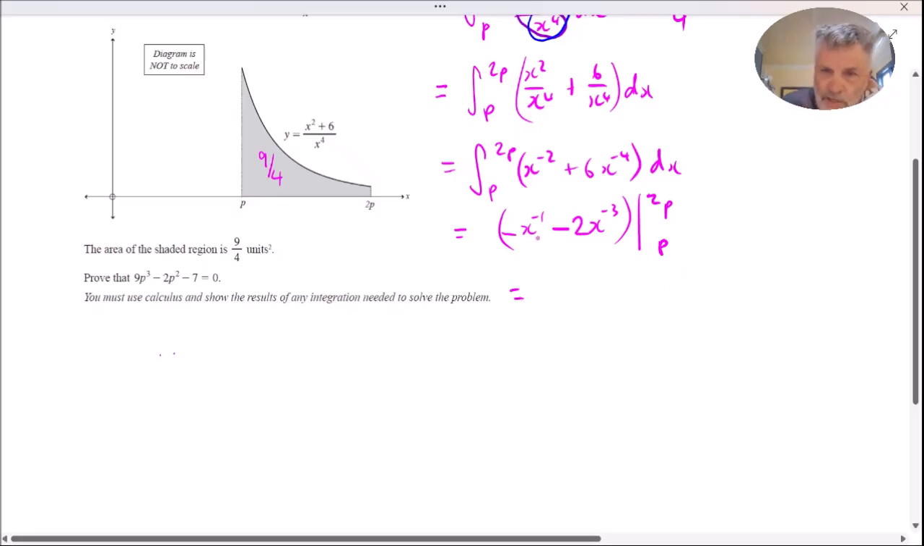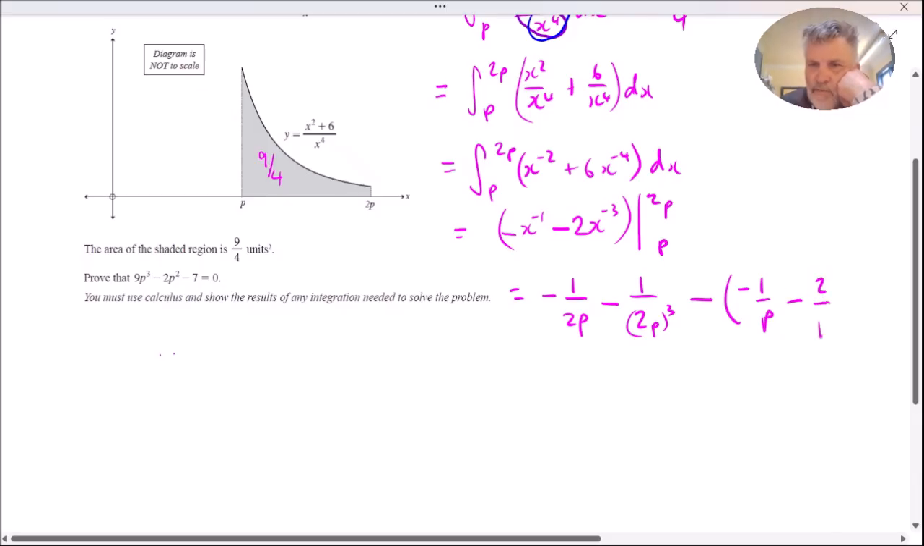We need to evaluate at the limits of the integration. So we just put 2p in, we get minus 1 over 2p, and then minus, this one's 1 over 2p cubed, and then subtract, putting p in, it's minus 1 over p, and then minus 2 over p cubed.